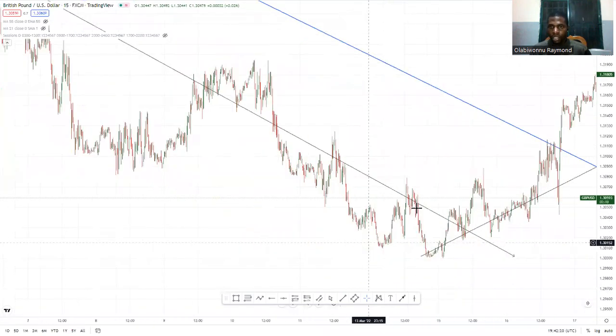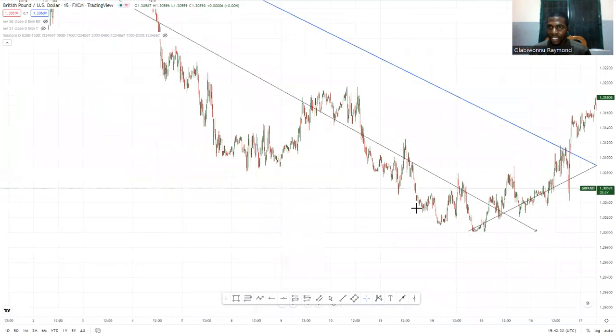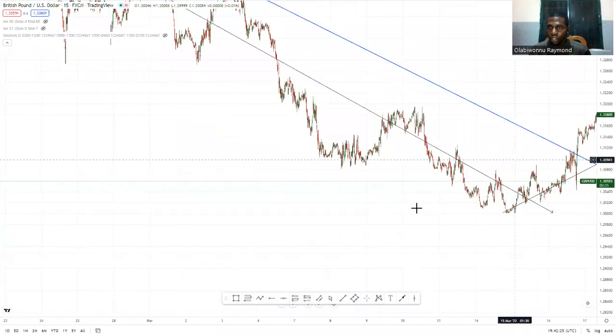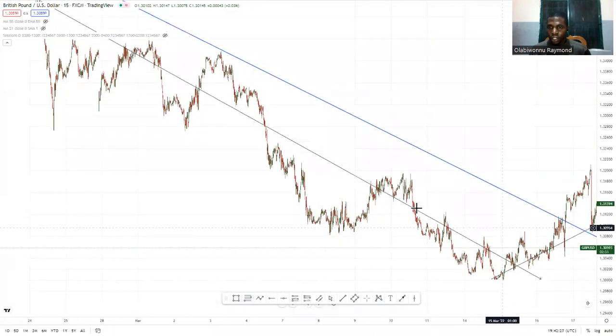You know, let me zoom out now so you guys can see. Please, if you guys have any questions, just note them down. I'll answer them. Just open your mind and learn this thing. It is simple. So now, you see, they broke this trend line. Whenever they break a trend line, always know that the market trend has changed. Do you get that?